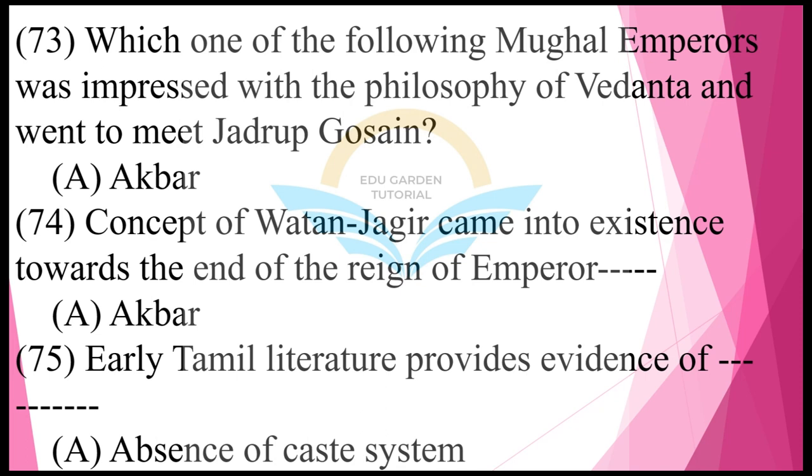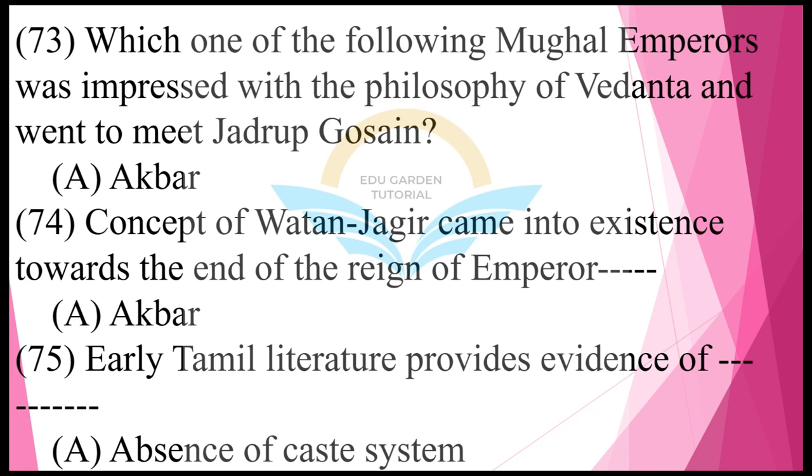Question number 74. Concept of Vatan Jagir came into existence towards the end of the reign of emperor? Answer is Akbar. Next one. Early Tamil literature provides evidence of? Answer is absence of caste system.